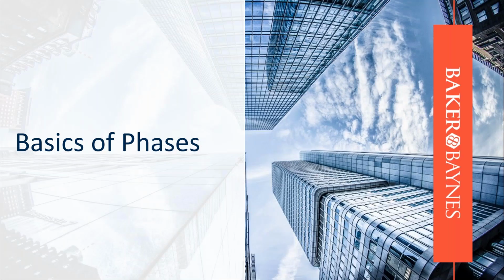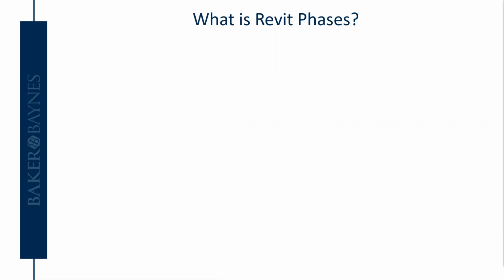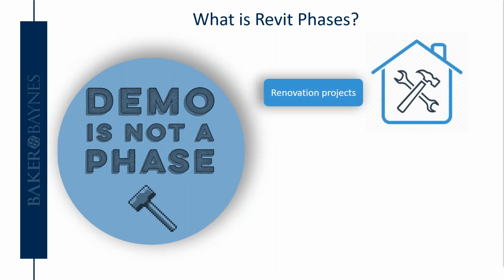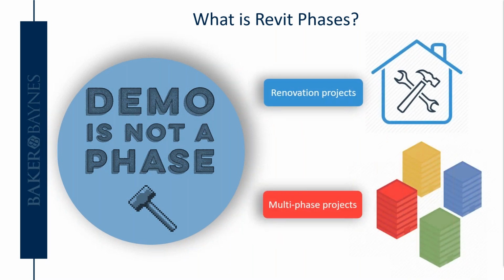Good. So starting off with some basics on phases and just some concepts around it. First of all, what is Revit Phases? Now, one thing that I want to highlight and which is important to understand is that demo is not a phase, but it's rather an action taking place inside of a phase. Now, this is something that a lot of us make the mistake to misinterpret, and I will get back to demolition a bit later on, but remember this. So when do we typically use Revit Phases? Either on renovation projects, if we've got multiple phases on complex projects, we can use it for that.